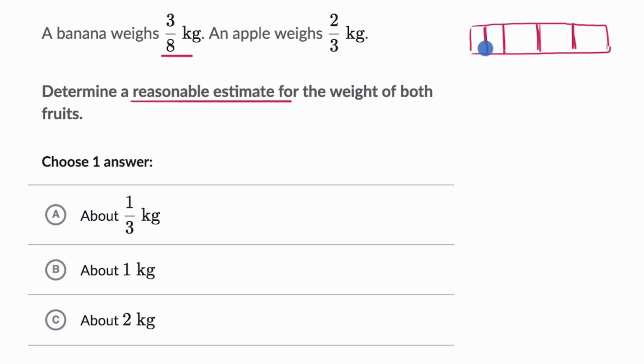So then let me divide these. So this would get me to 8ths. So I have 8 sections here. 1, 2, 3, 4, 5, 6, 7, 8. If I'm talking about 3 of those 8 equal sections, I'd have 1/8, 2/8, and 3/8. So that is 3/8 right over there. And what does 2/3 look like? So I'll do that in purple.